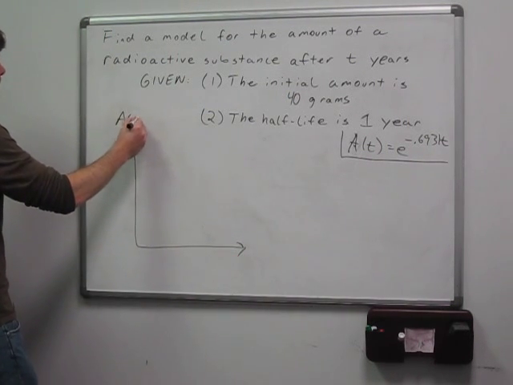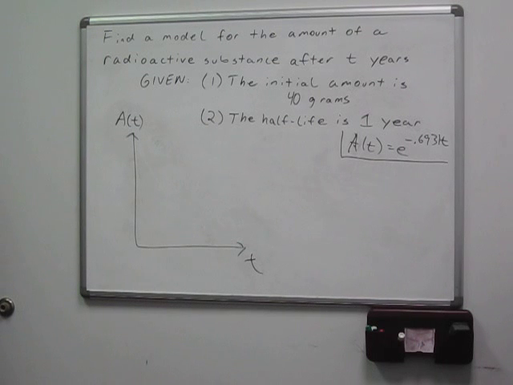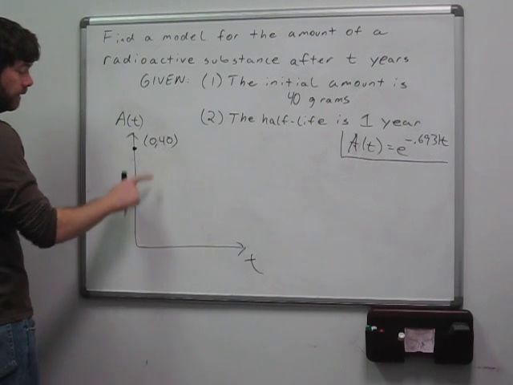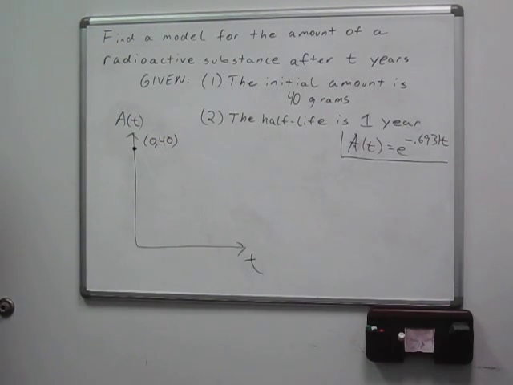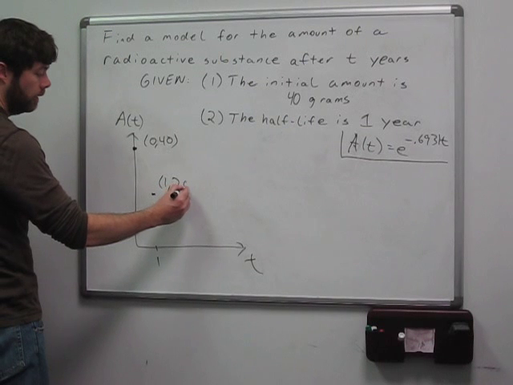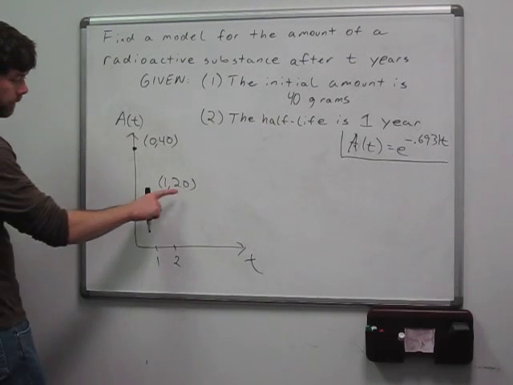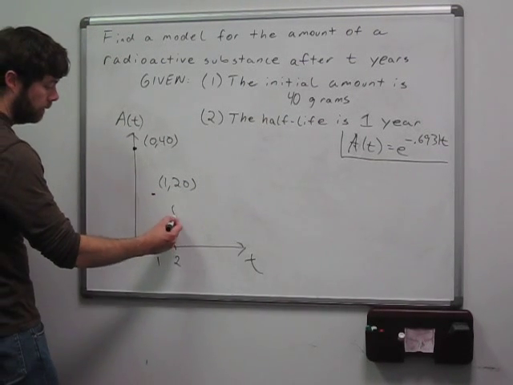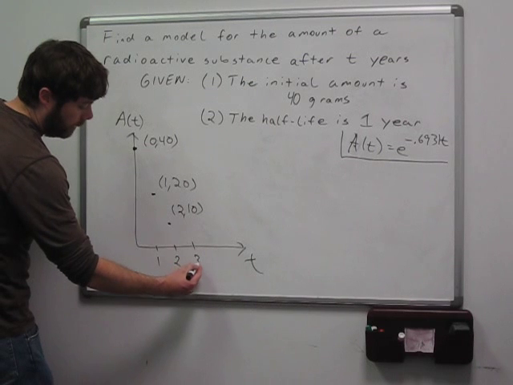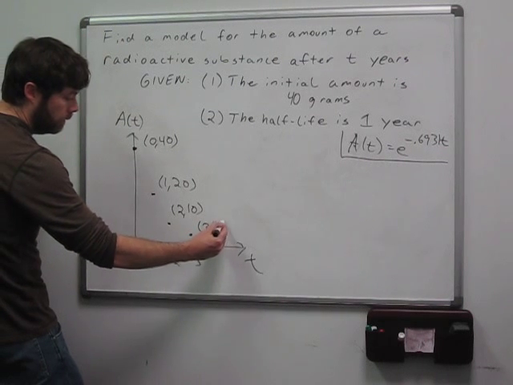Put the amount on the vertical axis, the time in years on the horizontal, and when t is equal to 0, we're going to have 40 grams. After 1 year, that amount will be cut in half, so it'll be down to 20 grams. After 2 years, this amount will be cut in half, giving us 10. And after the 3rd year, 10 grams will be cut in half to 5.